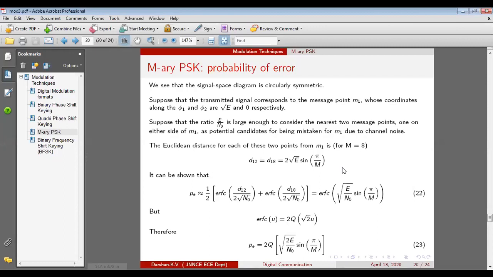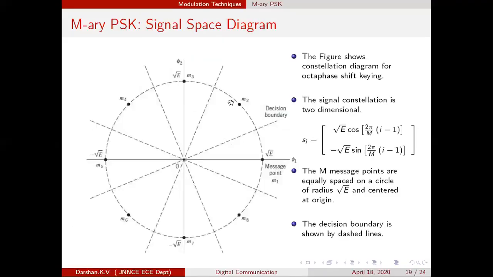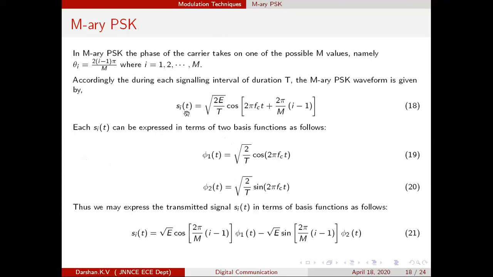Okay, we were dealing with the M-array PSK modulation technique. The M-array PSK modulation technique was given by this particular equation: Si(t) = root(2E/T) cos(2π fc t + (2π/M)(i − 1)). So the principle behind the M-array PSK is that you are having M number of symbols.